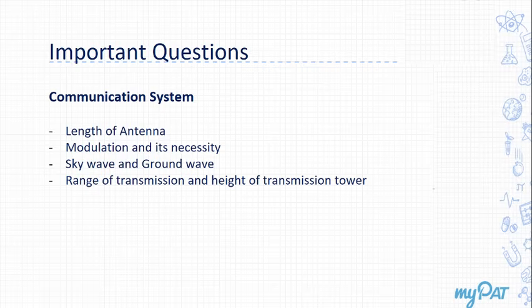In communication system, usually length of antenna, modulation, and its necessity. This is also asked many times. Sky wave and ground wave propagation, and range of transmission and height of the transmission tower. These are the important segments which you can go through.